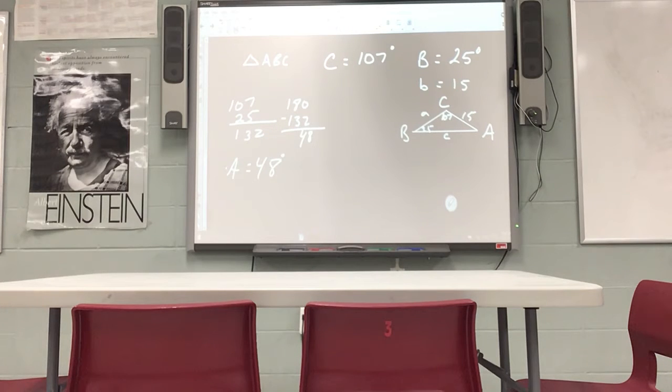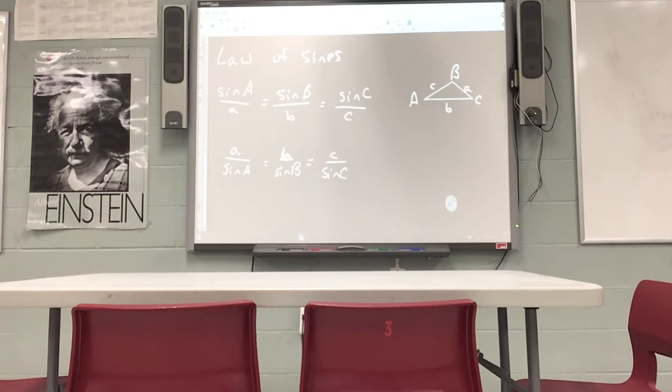So we've got angle A. Now the things we're still missing are side A and side C. It's up to you to decide which of those pieces of the law of sines you want to use. Let me go back, maybe that'll help me explain how to pick. You're not going to use all three.